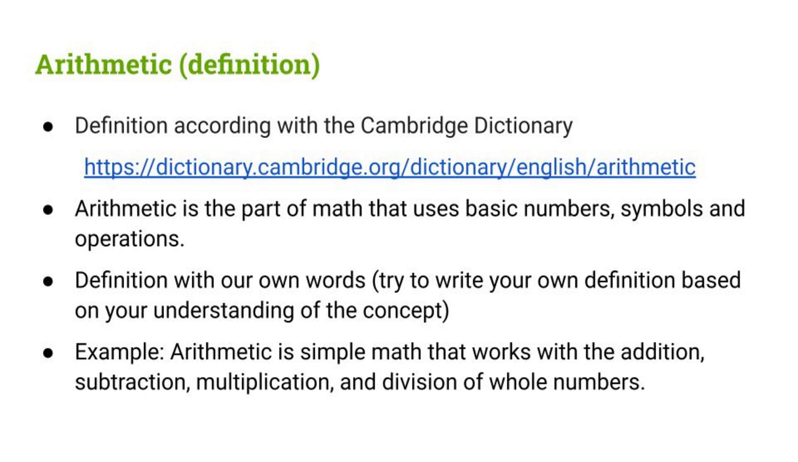Arithmetic is the part of mathematics that involves the adding, subtracting, multiplying, and dividing of whole numbers. Here we can see the definition according to the Cambridge Dictionary. Now, we can also try to define arithmetic with our own words. An example of this can be: arithmetic is simple math that works with addition, subtraction, multiplication, and division of whole numbers.